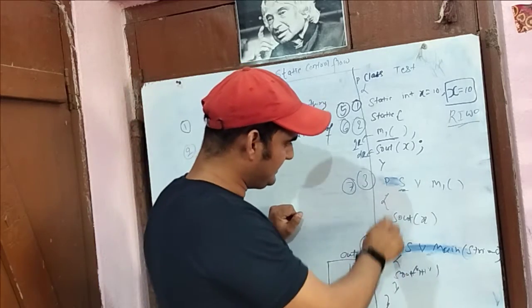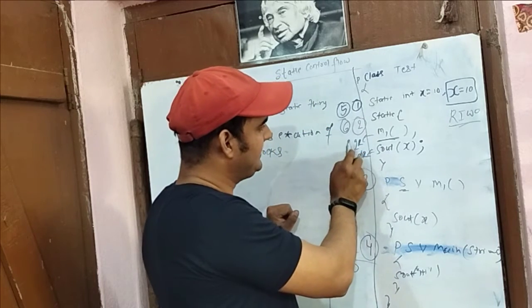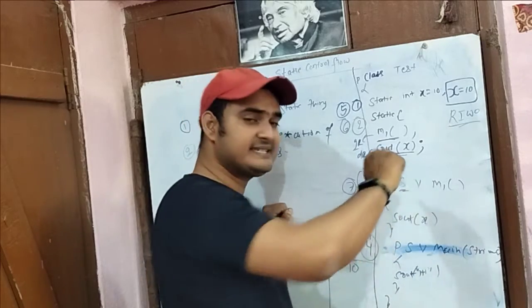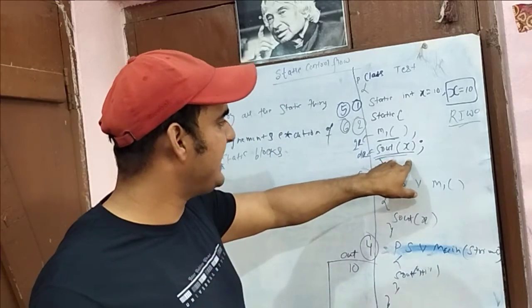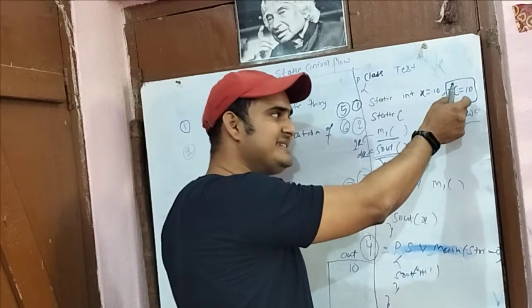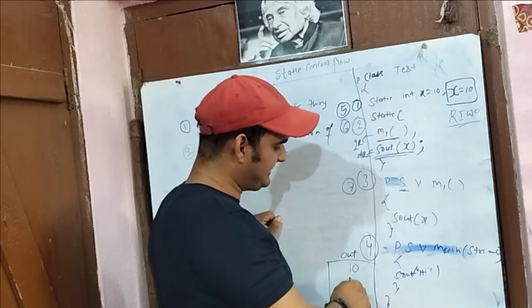Once it is done, the control comes back again here after the next line after m1, and here it is S out of X again. So here we are doing a direct read. Till this time X is already initialized. So what it will do? It will do the printing again, and 10 will be printed again.